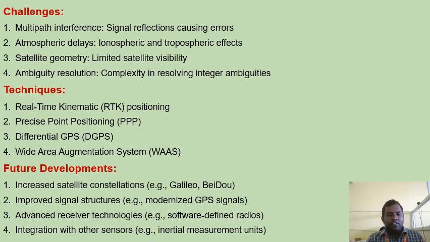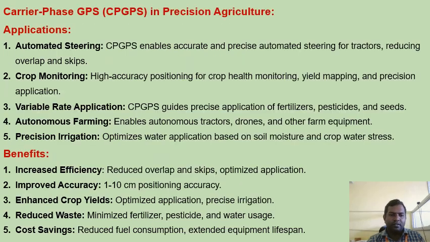And future developments in CPGPS are increased satellite constellations, improved signal structures, advanced receiver technologies, and integration with other sensors. So these are the future developments expected in carrier-based GPS.